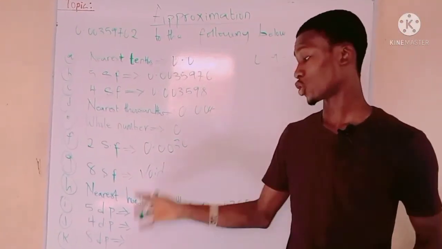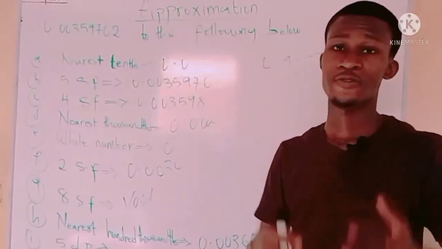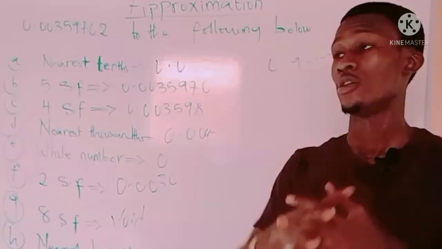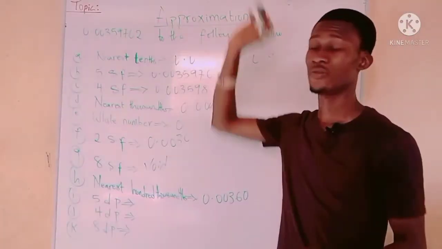Now over to 5 decimal places. 5 decimal places, no big deal. Just count the first 5 digits.